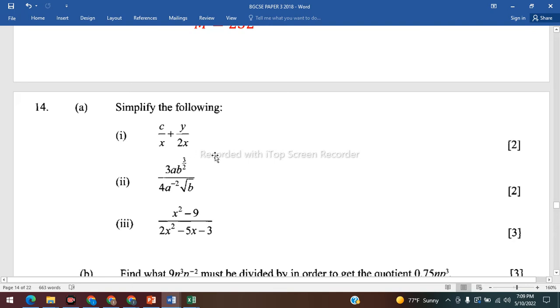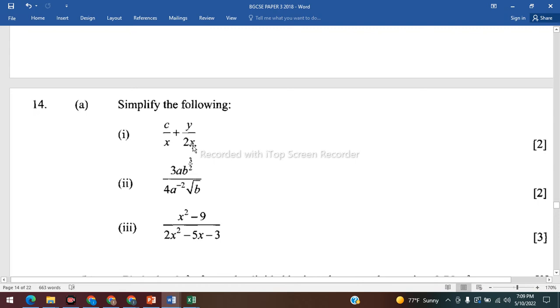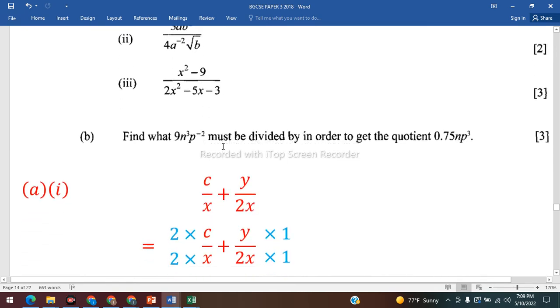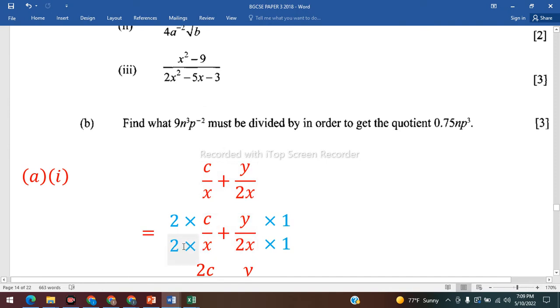The way we do that is we know the difference between x and 2x is what? The x doesn't have a 2. So how can we make this x have a 2? Multiply it by 2. Very good. We need to multiply the bottom by 2. But if we multiply the bottom by 2, what must we do to the top? Multiply the top by 2. So 2c. Yes, we multiply the bottom by 2 and then the top by 2.